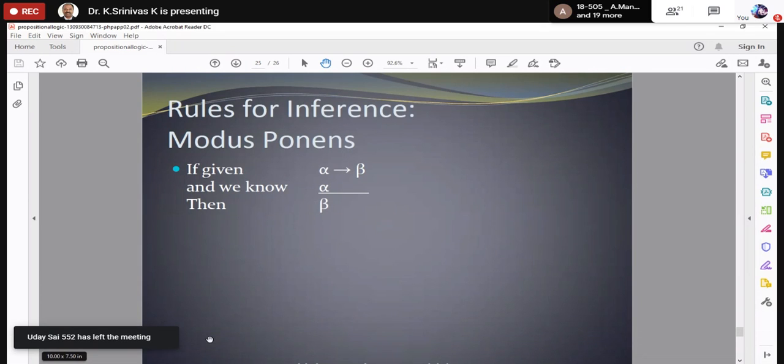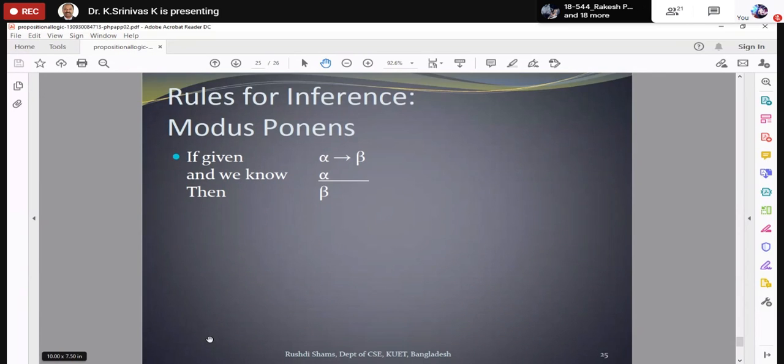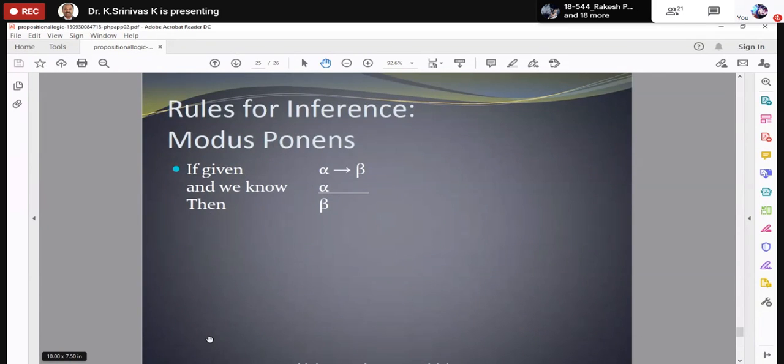So we are having alpha implying beta. We know that it is alpha. So this is one of the rules. Ultimately, what we do is we go through the entire scenario. Suppose you are explaining to the robo, by looking at the routine, you must understand everything.